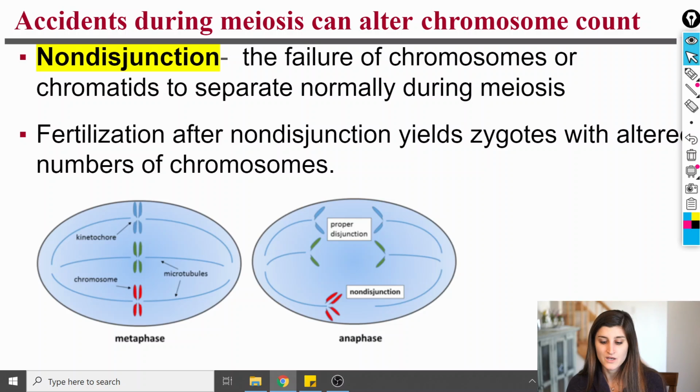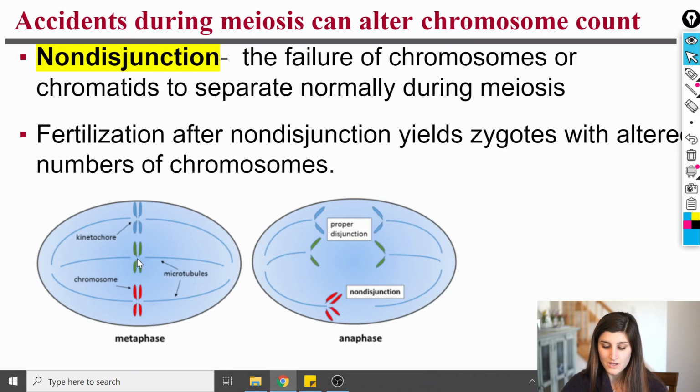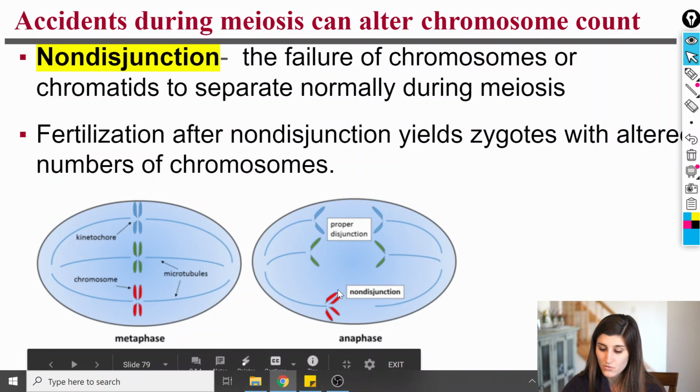Same thing happened in mitosis, right? During metaphase, those sister chromatids, and you can see it right here, they line up in the center of the cell. Those spindle fibers are microtubules. They're going to pull the sister chromatids apart, right? We see them pulling apart. These top 2 are showing proper disjunction, because they're separating correctly. Half is going to one side of the cell, half is going to the other side.